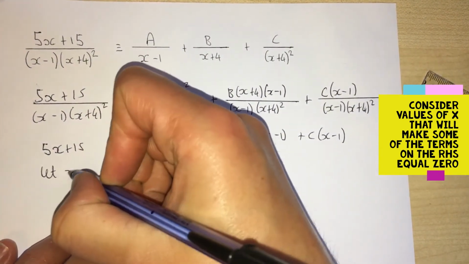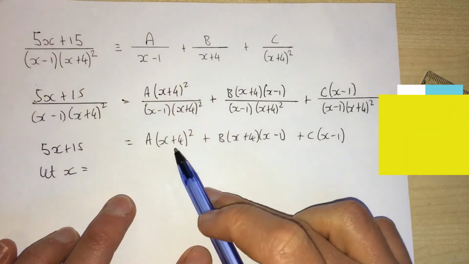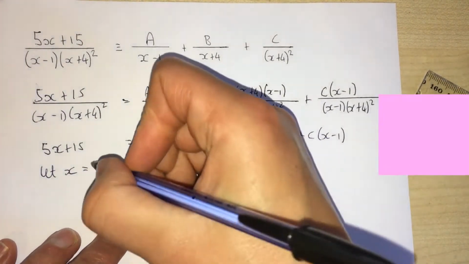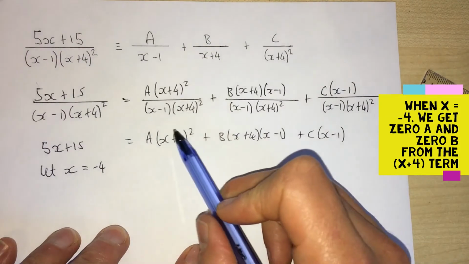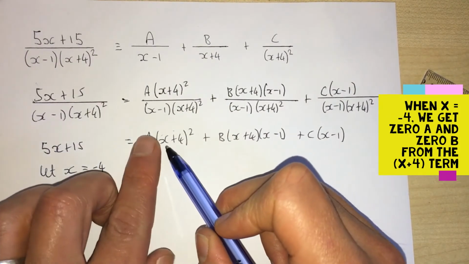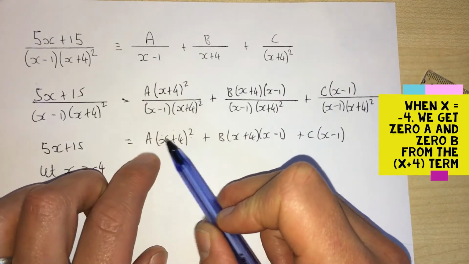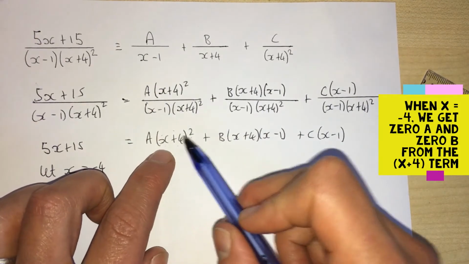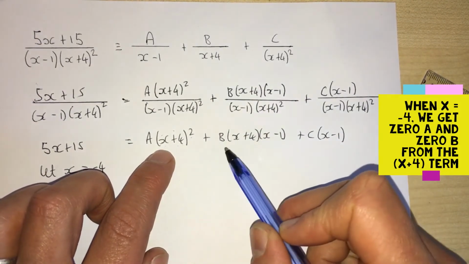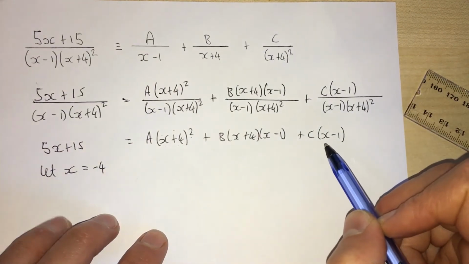So if we let x equal -4, then this term here will be 0. -4 plus 4 is 0. Square it, still 0. So you get 0a. That term's gone. This term's gone as well. So we've only got this one to consider.